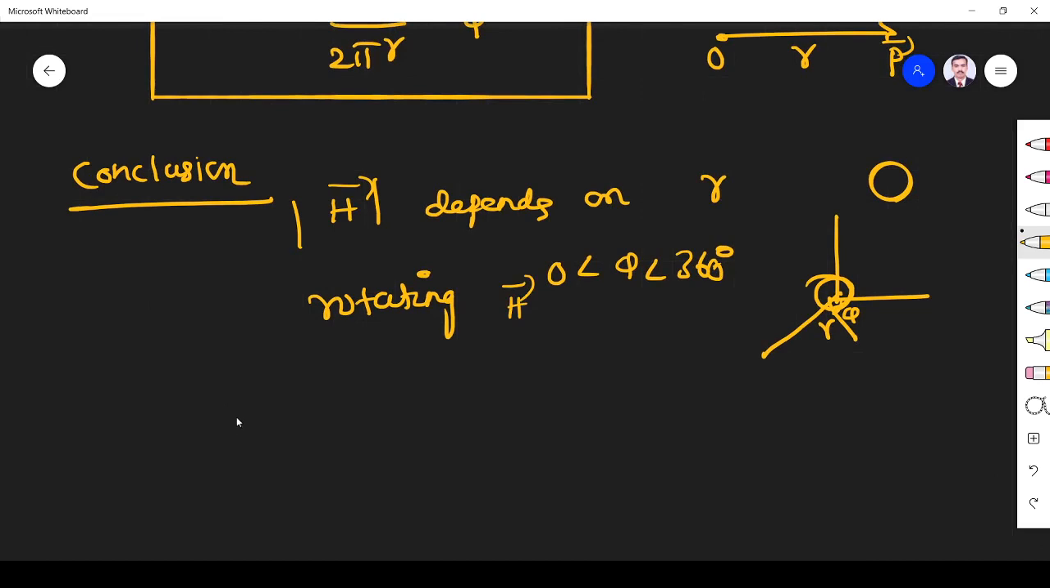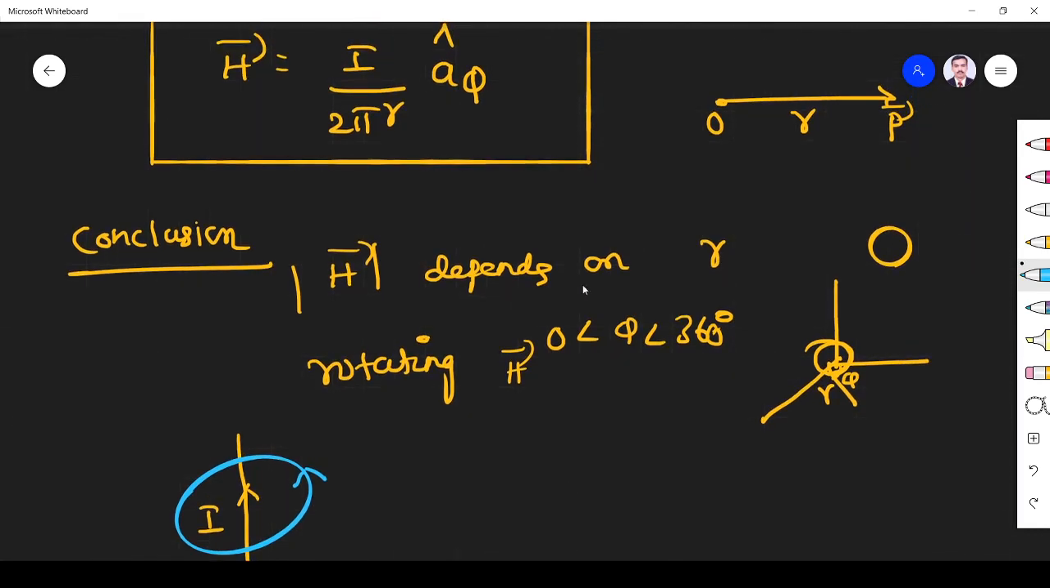So what we conclude from here: when current flows through a conductor like this, it will create a rotating magnetic field around the conductor. Now remember, whenever you see a wire in your home, when current flows through it, there is a magnetic field rotating around that wire. That is very important. That's what this a phi indicates. So when current flows through a conductor, it will create a rotating magnetic field.